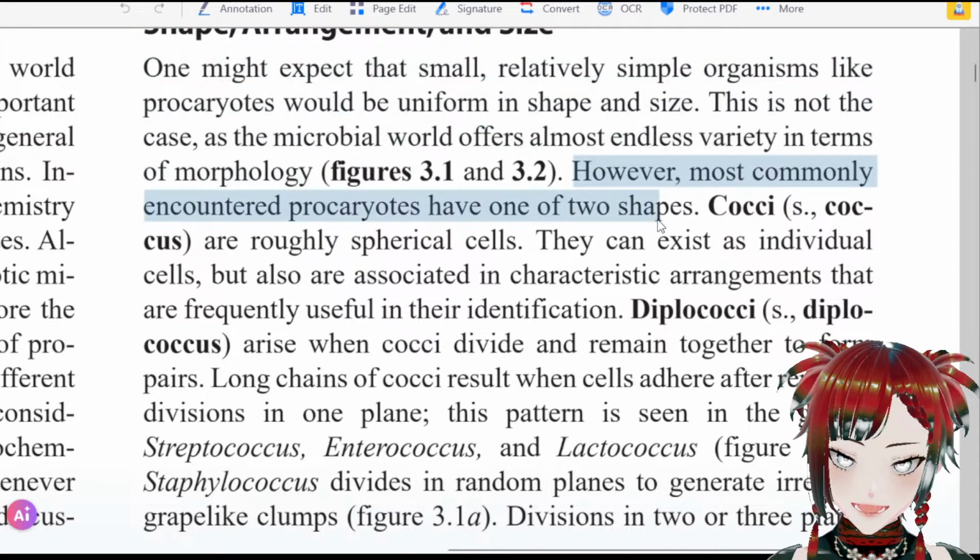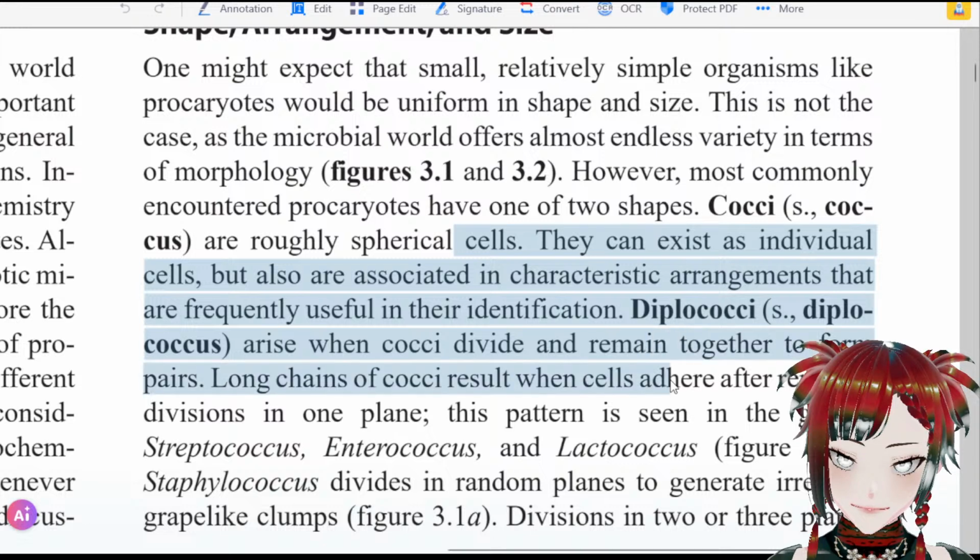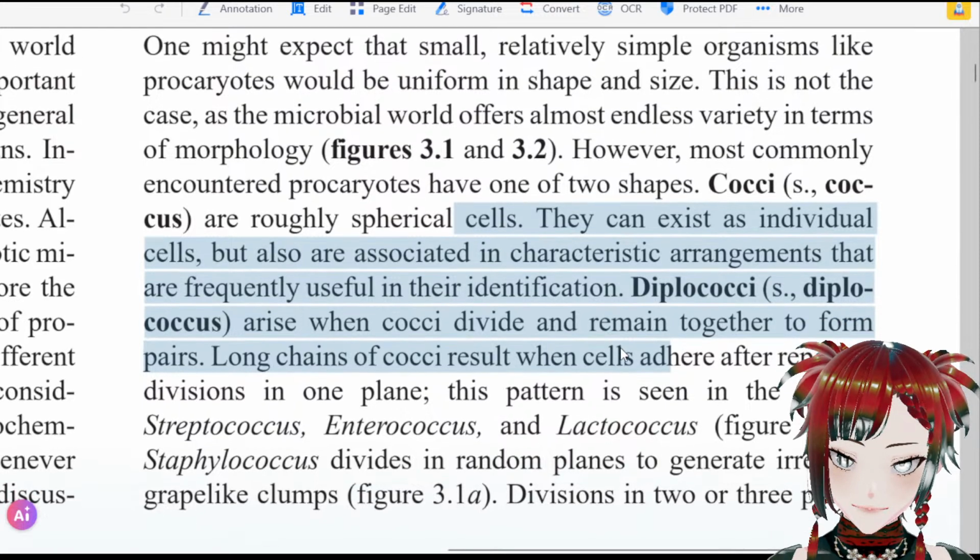However, most commonly encountered prokaryotes have one of two shapes. Cocci, coccus, are roughly spherical cells. They can exist as individual cells but also are associated in characteristic arrangements. They are frequently useful in their identification. I will just say that the cocci are spherical, and they exist in chain form, pair form, or cluster form. There are three forms of cocci: the pair form, the chain form in one plane, and the cluster form. Also, they exist as singular cocci, or you can call it coccus, the singular.